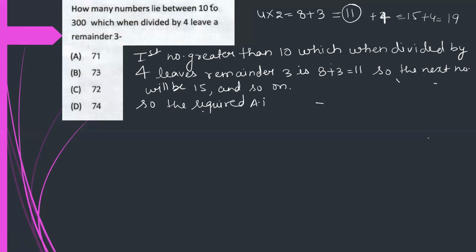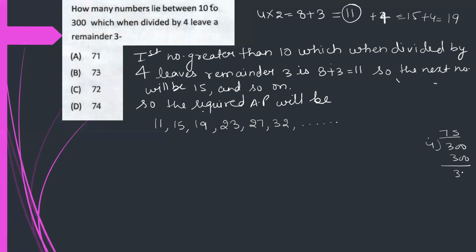AP will be 11, 15, 19, 23, 27, 31, and so on. We need to find the last number. Now let's divide 300 by 4. We get 75. 75 times 4 gives us 300.